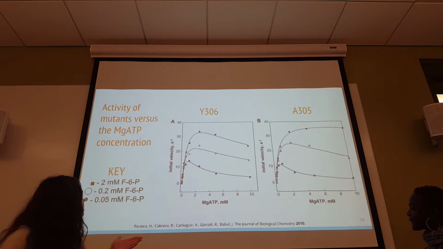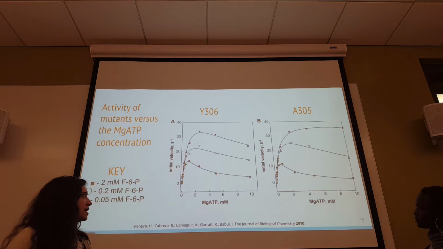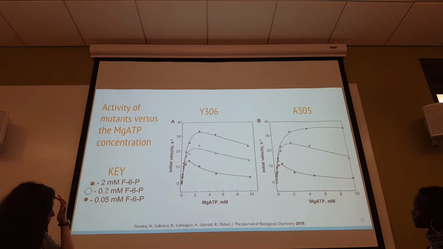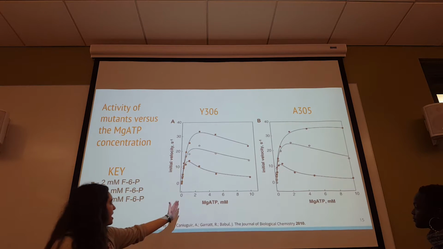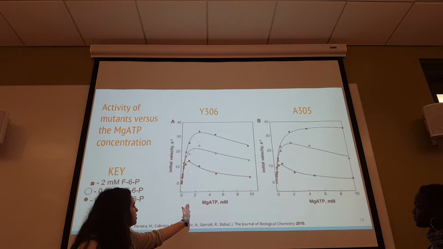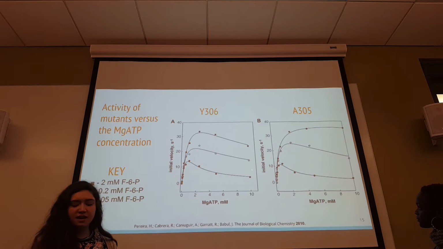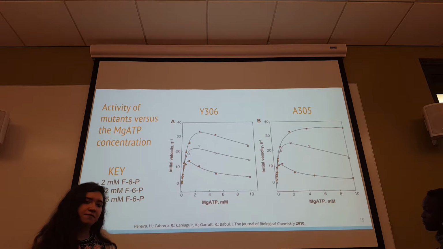These two graphs here show the activity of the mutants versus the MgATP concentration. We have the two mutants, Y306 and A305, and we also have 3 different concentrations of fructose 6-phosphate. As you can see, the enzyme has a maximum activity, and then as you continue adding MgATP, the activity decreases. This suggests that the allosteric inhibition is still functional even though the Km values for the mutants were around 1.5 times higher than that of the wild type.